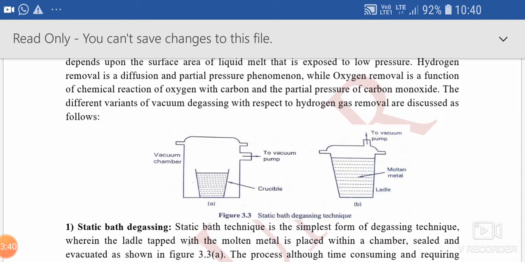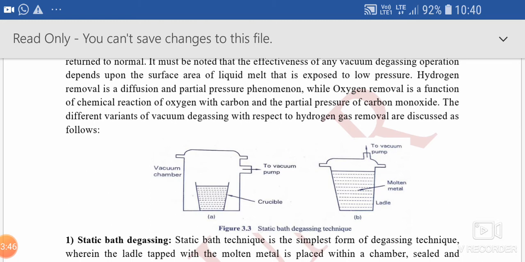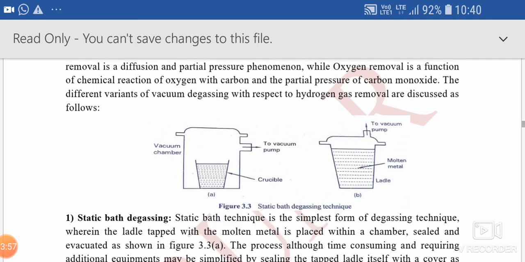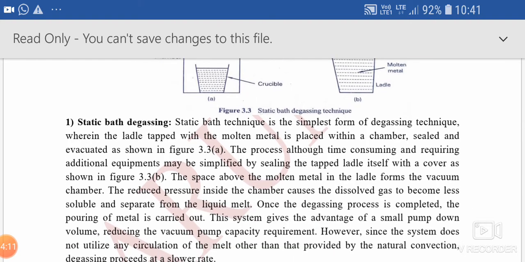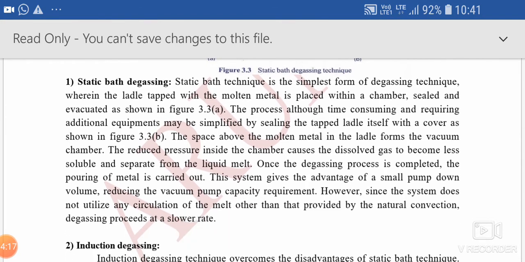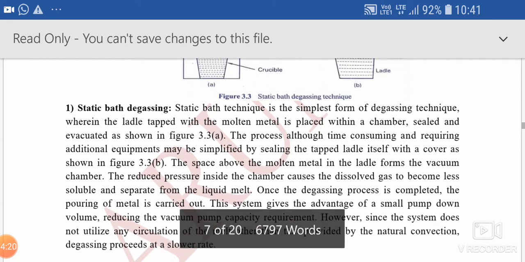Hydrogen removal is a diffusion or partial pressure phenomenon, while oxygen removal is a function of the chemical reaction of oxygen with carbon and the partial pressure of carbon monoxide. The different variants of vacuum degassing with respect to hydrogen gas removal are discussed as follows. Static bath degassing. The static bath degassing technique is the simplest form of degassing, wherein the ladle tap with the molten metal is placed within a chamber, sealed and evacuated, as shown in the figure 3.3a.